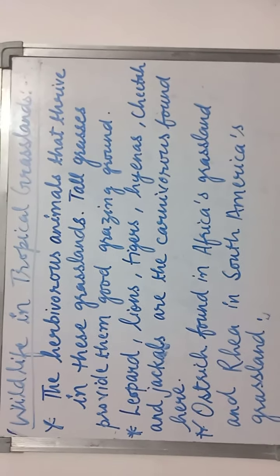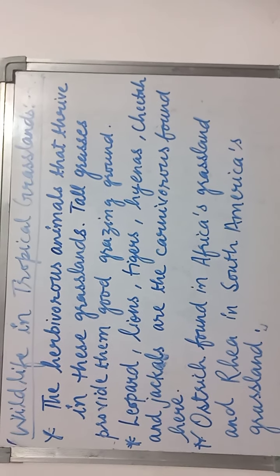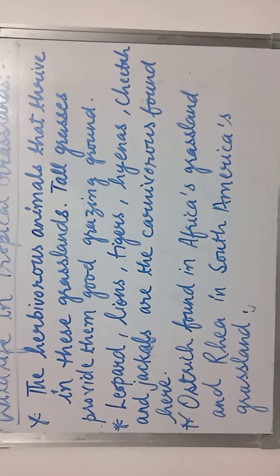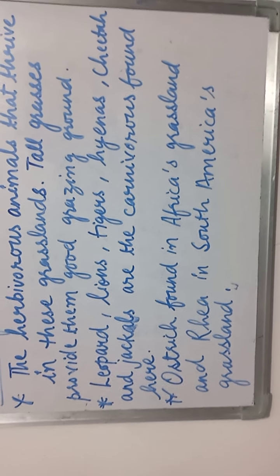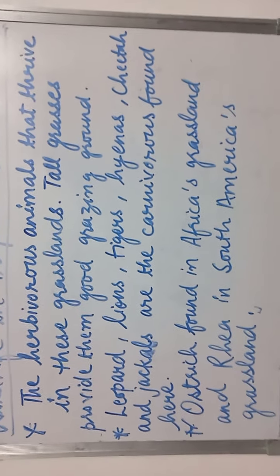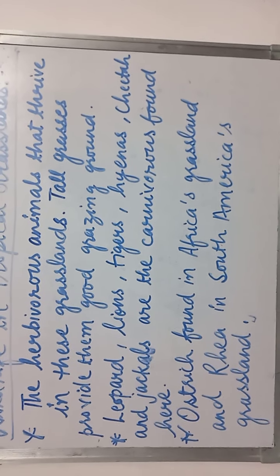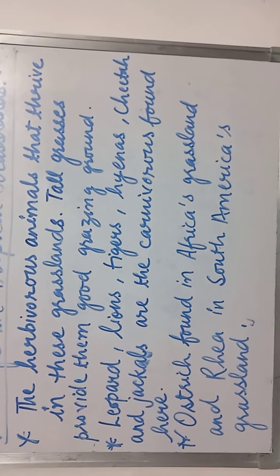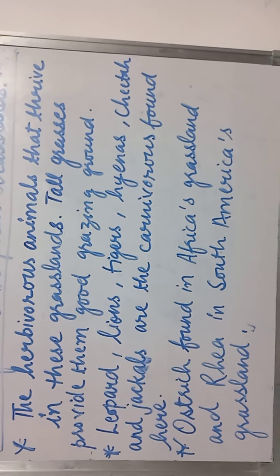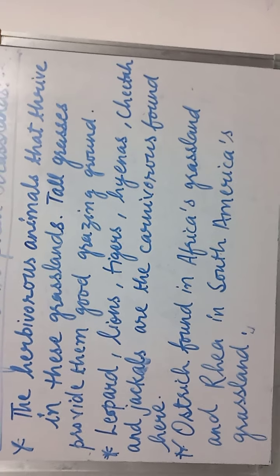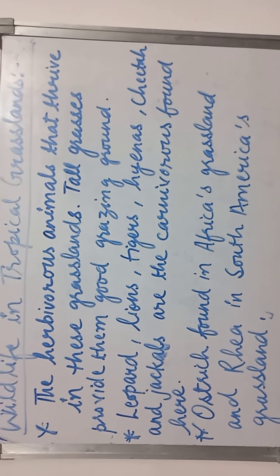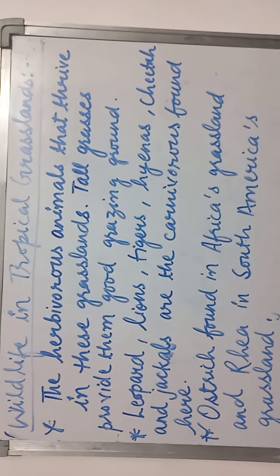Note down. The herbivorous animals that thrive in these grasslands. You know herbivorous, which type of? Eat grass and plants only. Zebra, giraffe, deer, antelope, elephants and buffaloes are the herbivorous animals. And tall grasses provide them good grazing ground. Leopard, lions, tigers, hyenas, cheetah and jackal are the carnivores found here. Ostrich found in Africa's grassland and rhea in South America's grassland. Clear? Now the next question.